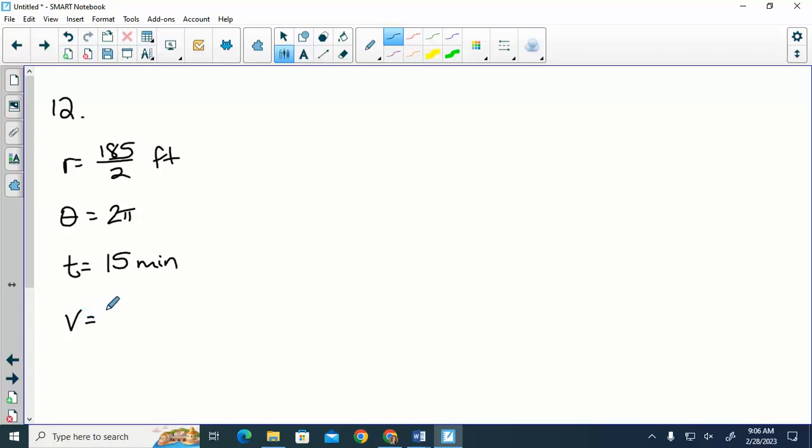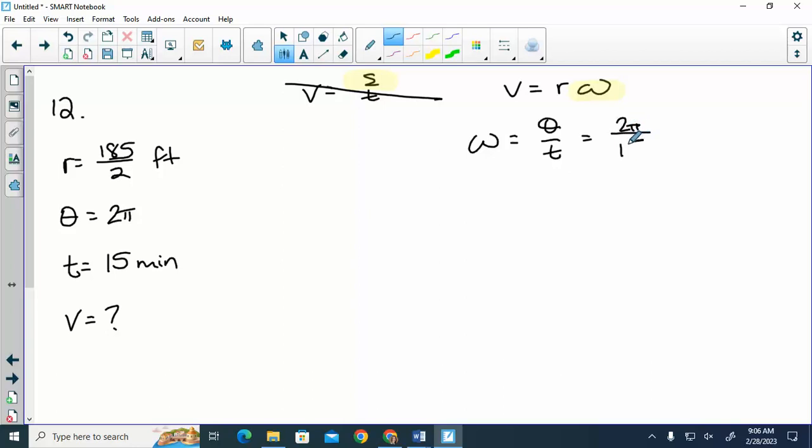Find the linear velocity. Okay, so my linear velocity, I can do v equals s over t, but I don't have s. Or I could do v equals r omega, but I don't have omega. So we just have to pick a formula, and then we're going to find something else first. Which formula do you want to use? R omega. Okay, so to get omega, we can do omega equals theta over t. So theta is 2 pi, t is 15. So my omega is 2 pi over 15 radians per minute.